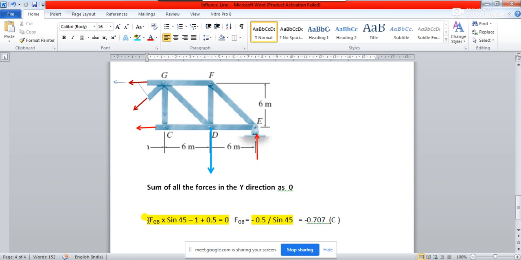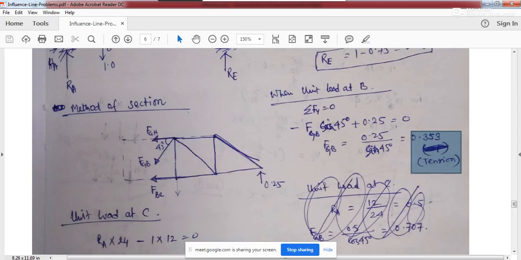So how do you calculate the vertical equilibrium? Again it will be minus FGB sine 45. Then this load has now come to D, so it will remain minus 1. And then what will be this reaction? 0.75. Correct. So how much will be the value? Minus 0.25 by sine 45, right?